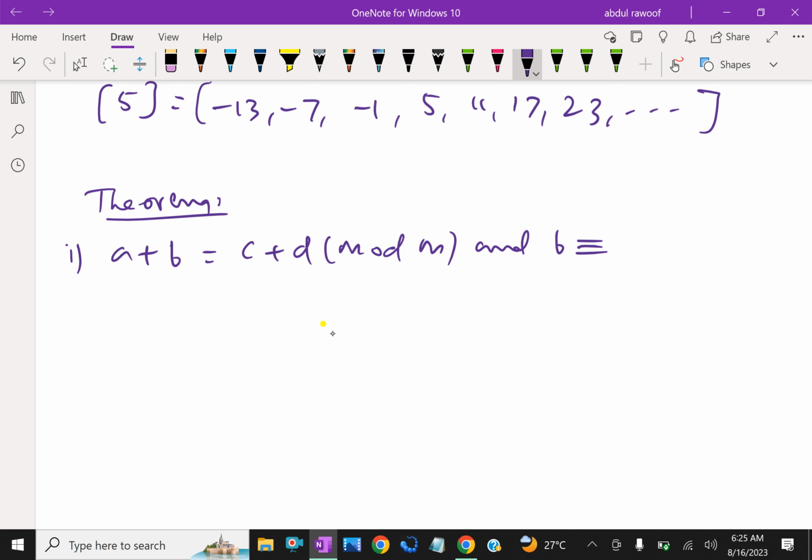Before that we will write the given things first. Suppose A is congruent to C mod M and B is congruent to D mod M. Then you can say first, A plus B is congruent to C plus D mod M. Then second, you can say A dot B is congruent to C dot D mod M.